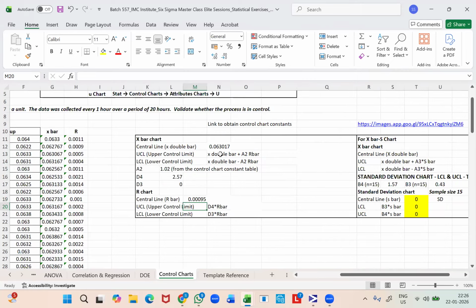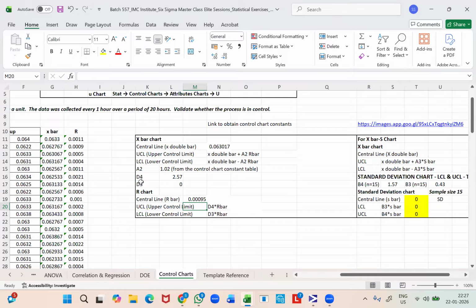So A2 is a sample size constant value. For subgroup sample size 3, the A2 value is 1.02. You can access the sample size constant table by clicking on this web link, right? But I've already picked the values from there. So the A2 value will be 1.02 for subgroup sample size 3.